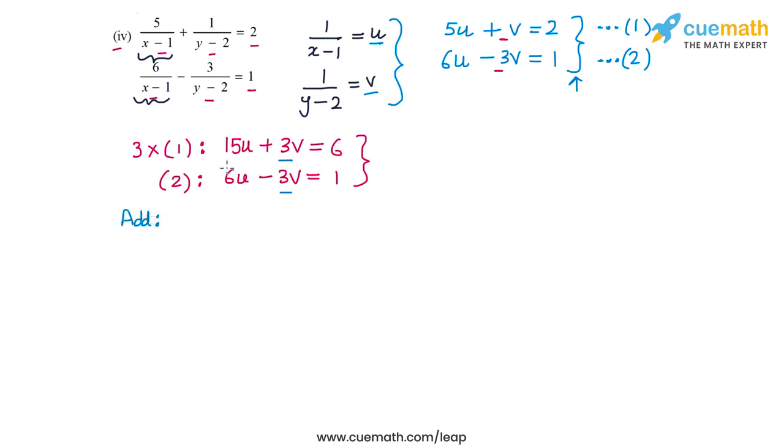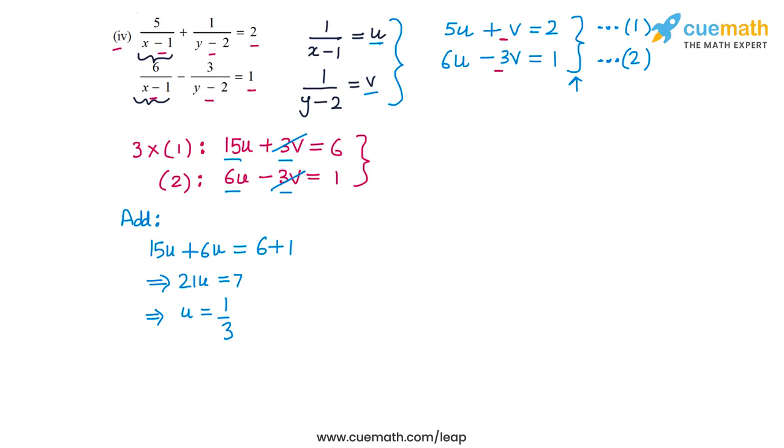So let's add the two equations. What will we get? On the LHS we'll get 15u plus 6u, and the v terms will cancel out, and on the RHS we will get 6 plus 1, and this means that 21u is equal to 7, or u is equal to 7 by 21 or 1 by 3.